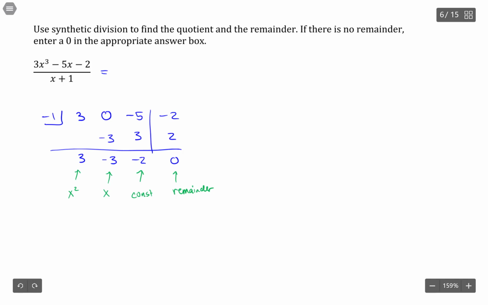So the result is 3x squared minus 3x minus 2, and we could technically put plus 0 over the original denominator, but since 0 divided by anything is just 0, it's okay to leave that off.